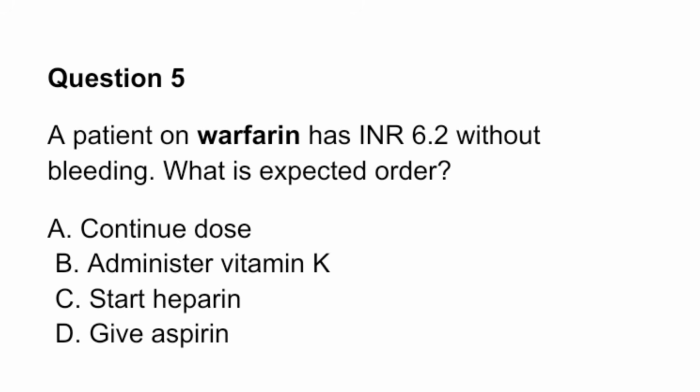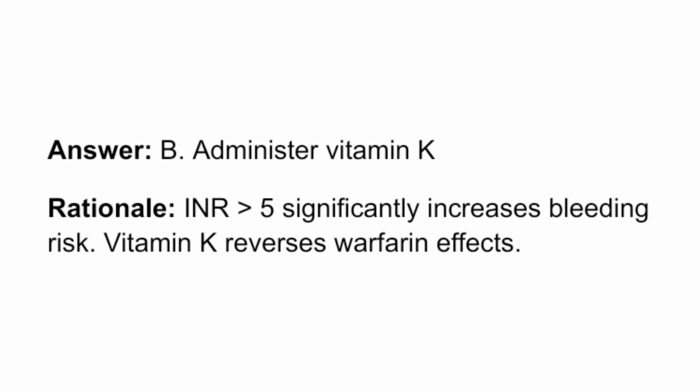Question 5. A patient on warfarin has INR 6.2 without bleeding. What is expected order? A. Continue dose. B. Administer vitamin K. C. Start heparin. D. Give aspirin. Answer: B. Administer vitamin K. Rationale: INR greater than 5 significantly increases bleeding risk. Vitamin K reverses warfarin effects.